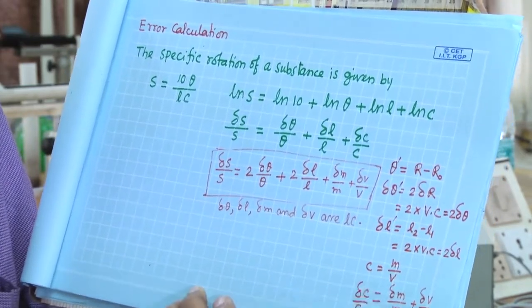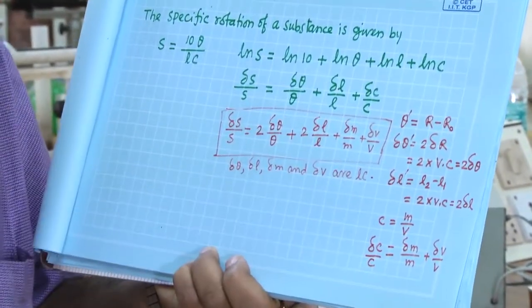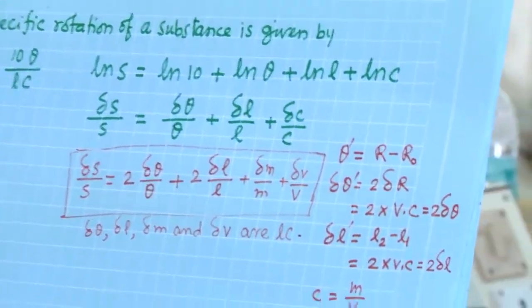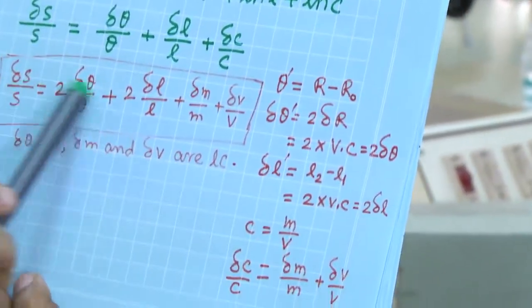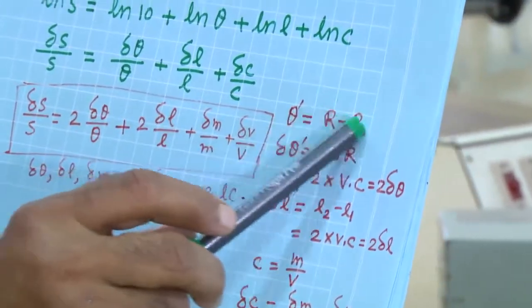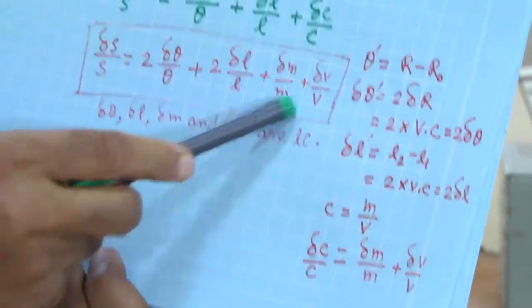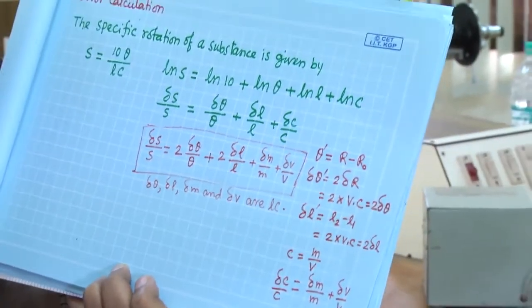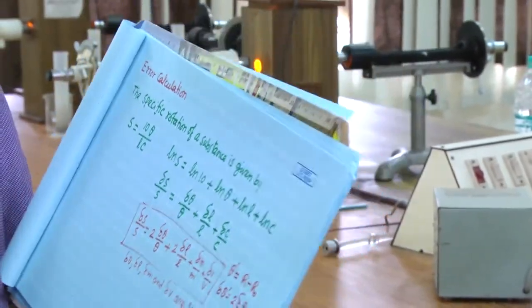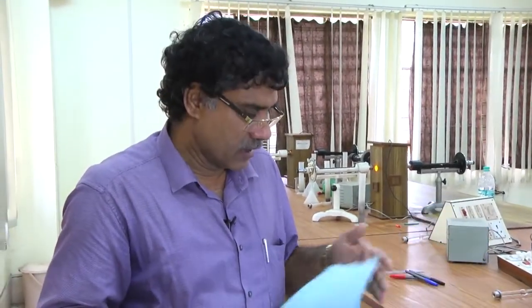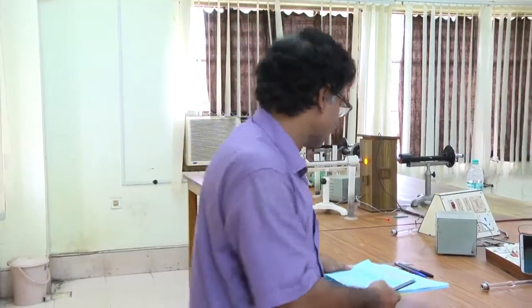So, you are measuring mass and the volume. So, always you have to convert the error in the parameter which you are measuring. And 2 is coming because we are taking the difference of 2 readings. So, using this formula you can find out the error. Now I will show you the experimental setup and demonstrate the experiment.